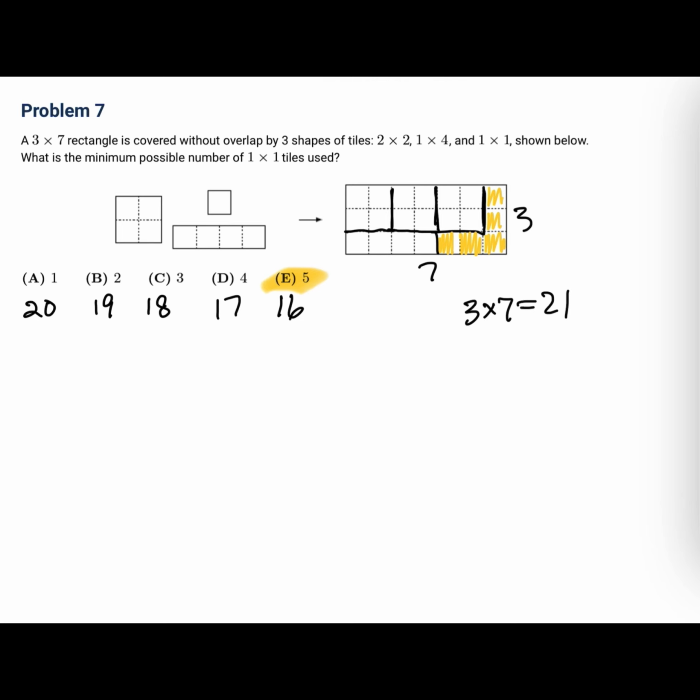Looking at our options, only 2 are multiples of 4, 20 and 16. 1, after a bit of trial and error, you can tell is not possible. So that means either way, our option is going to be E, 5.